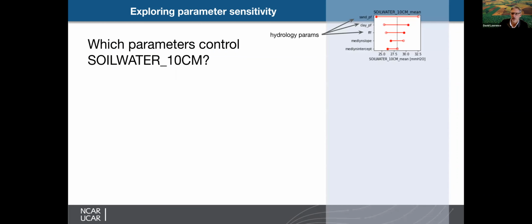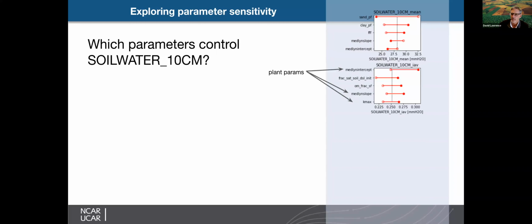And so you can look at the present day mean climate and what's controlling that. And you see, not surprisingly, it's hydrology parameters or soil texture parameters, but also plant parameters are among the most important in the top 5. You can also ask, what are the parameters that are controlling interannual variability of soil water at 10 centimeters with this data set? And we see that it's actually a different set of parameters, some hydrology and some plant parameters.